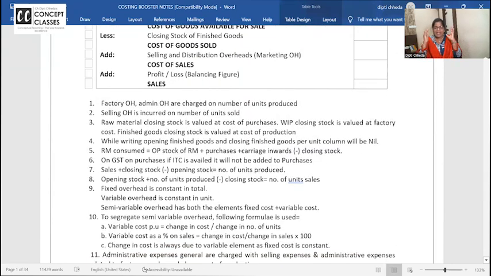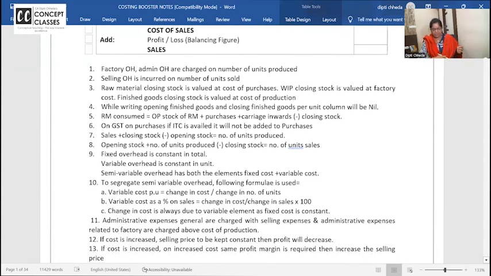Format, I need not talk about. These are all my notes made with my own mind. If you want, you can take a screenshot. I generally don't prefer giving this part because I want students to write and find where they make mistakes. Like factory overhead and admin overhead are charged for the number of units produced, but selling overhead is always charged for the number of units sold. Raw material is valued at cost of purchase. Work in progress stock is valued at factory cost. Which stock is placed where?